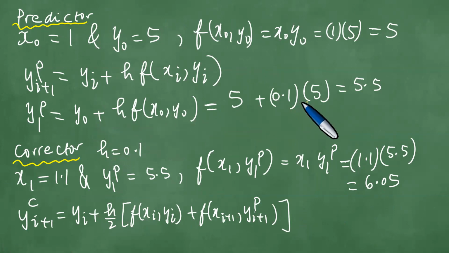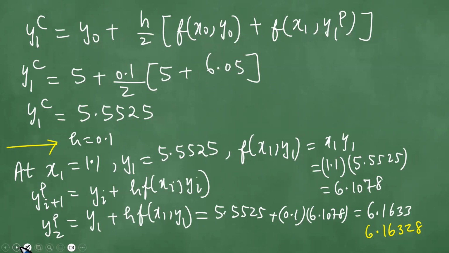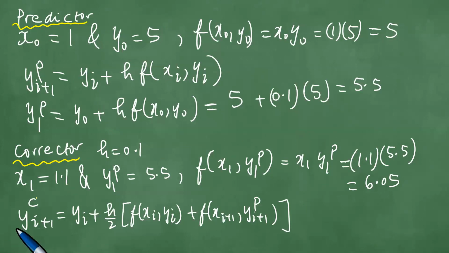That is exactly the predictor value y2, and then you must get the corrector y2 as well. This is not very long because we just have 2 more steps afterwards, and then we shall draw the table. Okay, so now we are done with the predictor. Once you get the y2p, we must get y2c. Corrector, next step.